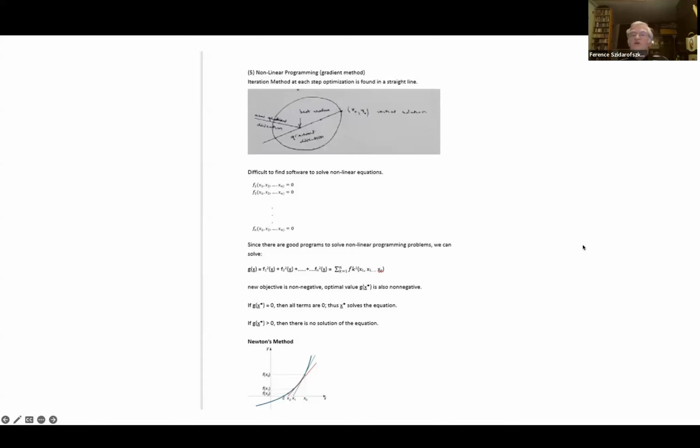So what was the simplification here? At each step, we had to deal with only a one-dimensional optimization. There are many, many search methods, very simple search methods, to get the optimum.